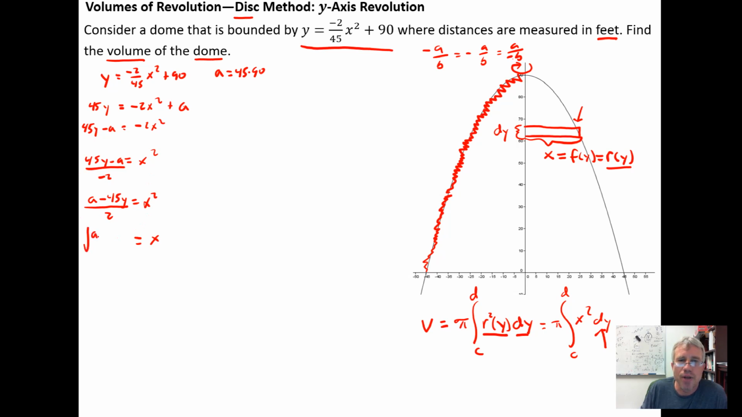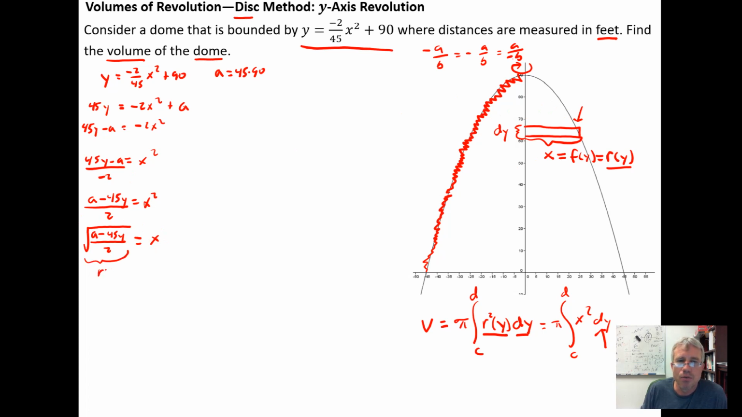So we get the square root of a minus 45y over 2. And usually when we took the square root of both sides, we would go plus or minus the square root. But in this case, minus the square root would give us this side of the parabola, and we don't need it. We're going to revolve the right-hand side around the y-axis. So I just need the positive square root. So there's my radius as a function of y.